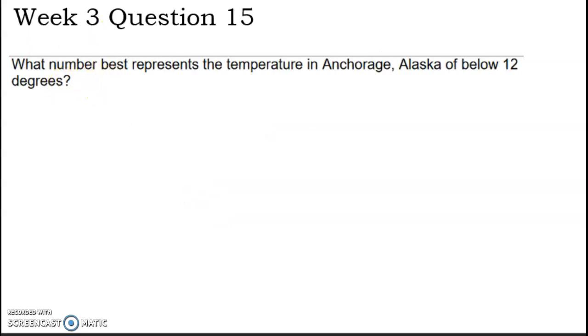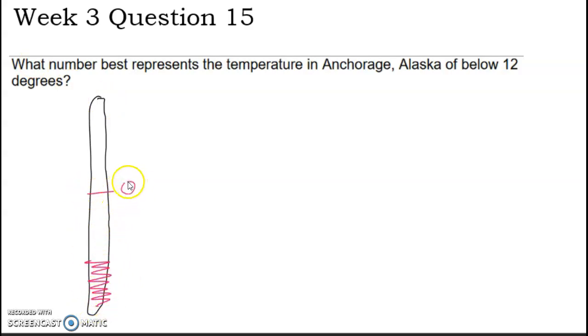This one, question 15, we have to give a number that represents a temperature below 12 degrees. All right. So if we're talking about a thermometer, and we have filled up this thermometer to 12 degrees. Usually a thermometer has 0 in the middle. This is 0 degrees. And it is below 12 degrees. That means it's down here.